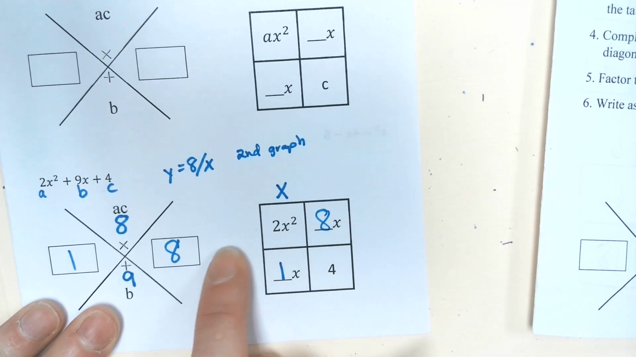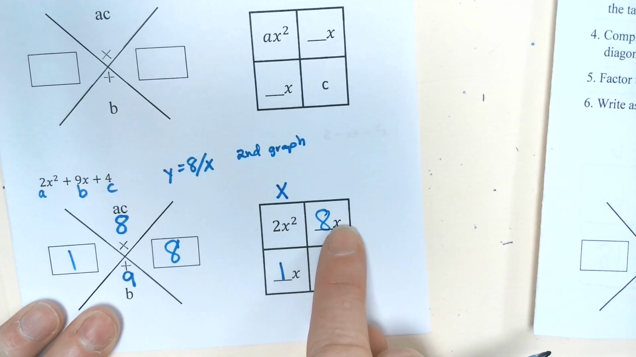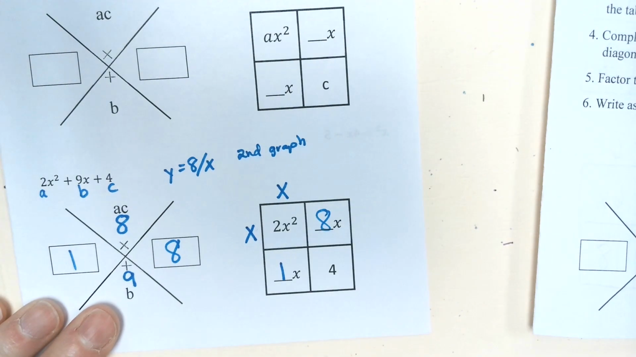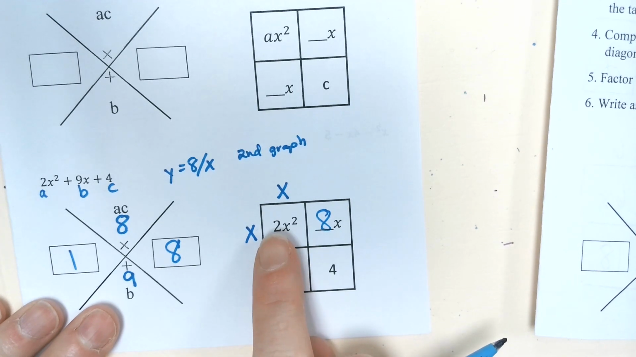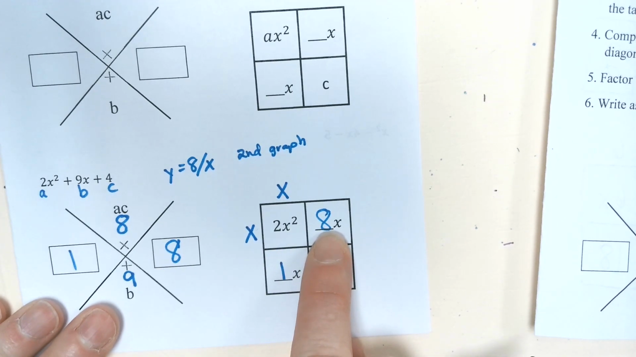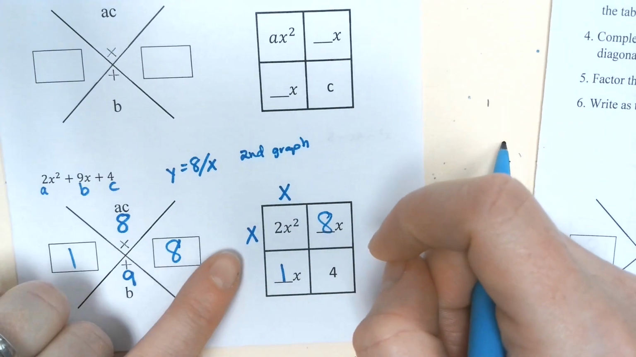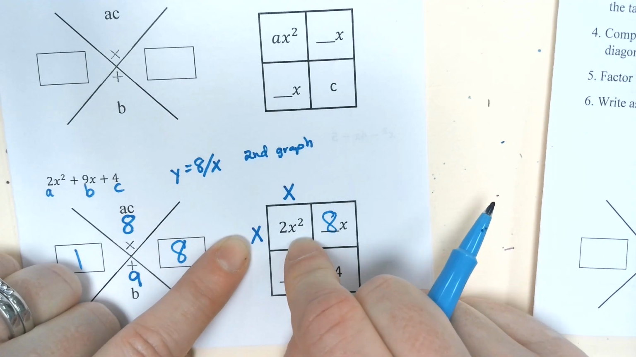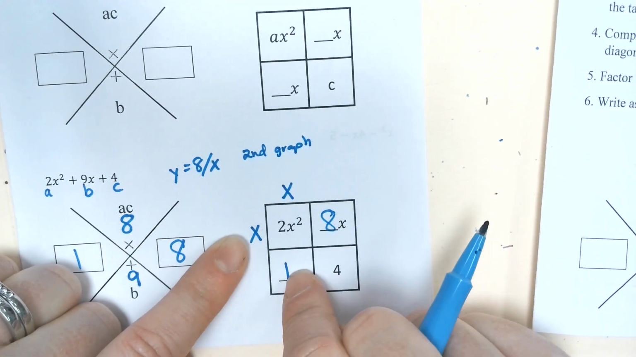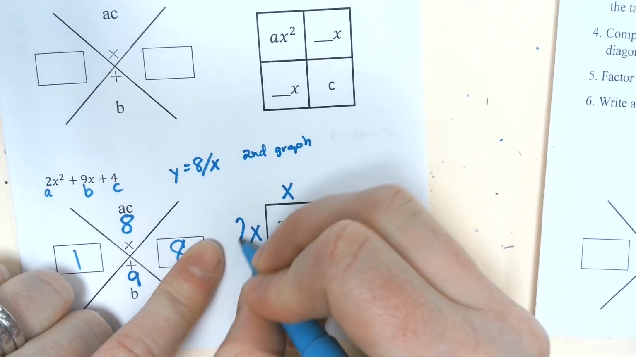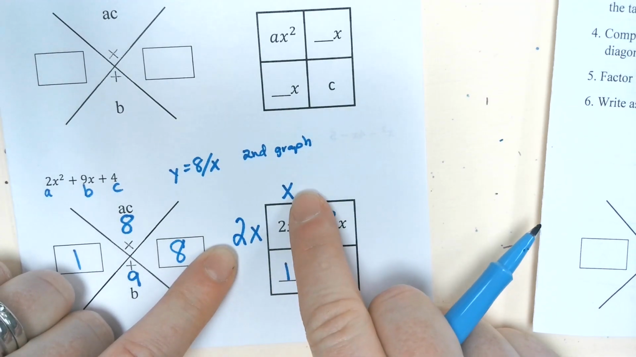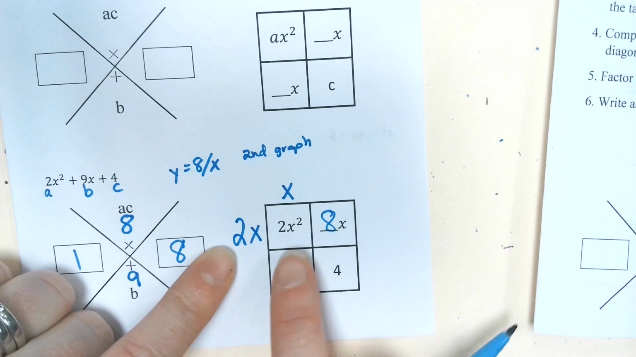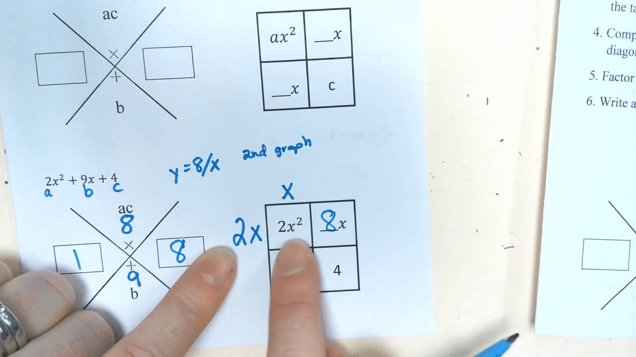Then you look this way at the row. 2x squared and 8x. What do they have in common? An x. But also 2, yeah. Because 2 and 8 can both be divided by 2. One other thing you'd want to look at is this times x is going to have to give us 2x squared. So the 2 has to come from somewhere. It didn't come from here, so it has to come from this spot right here. 2x times x gives us 2x squared. And if you look, 2 and 8 can both be divided by 2.